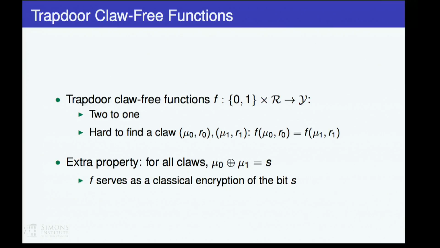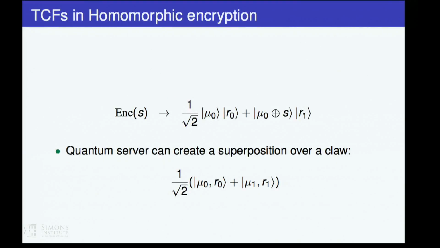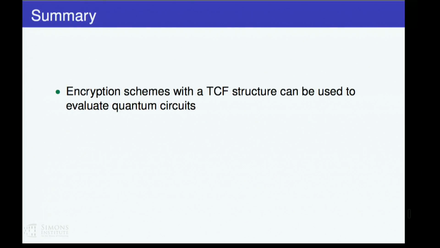Now, given this classical encryption, it's pretty easy to convert the encryption into a superposition. And the way the quantum machine does this is he just, like Thomas mentioned, he can create a superposition over a claw. And since mu0 plus mu1 equals s, you immediately get a superposition like this. So the server succeeded in converting a classical encryption and storing the bit in superposition. Okay, so what I've shown is that if a classical encryption scheme has a trapdoor claw-free structure, then it can be used to evaluate quantum circuits because it can be used to take a bit and convert it and store it in superposition.